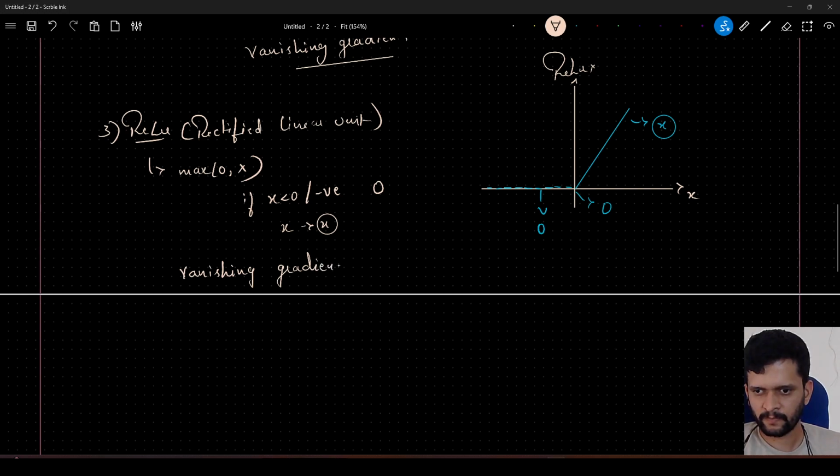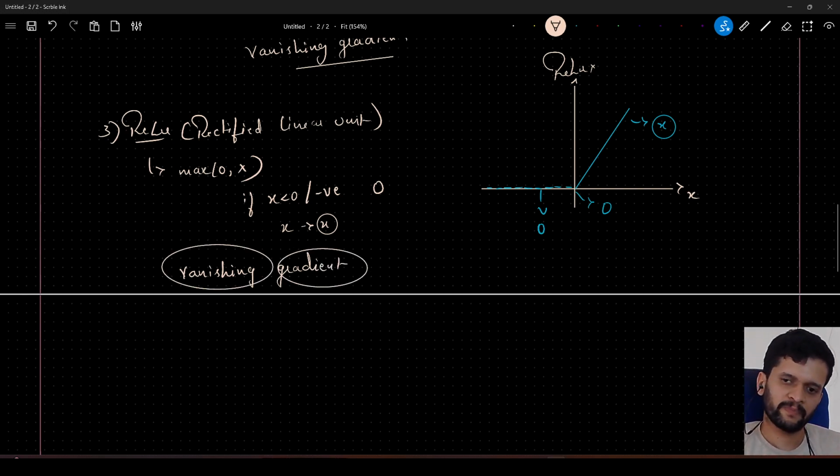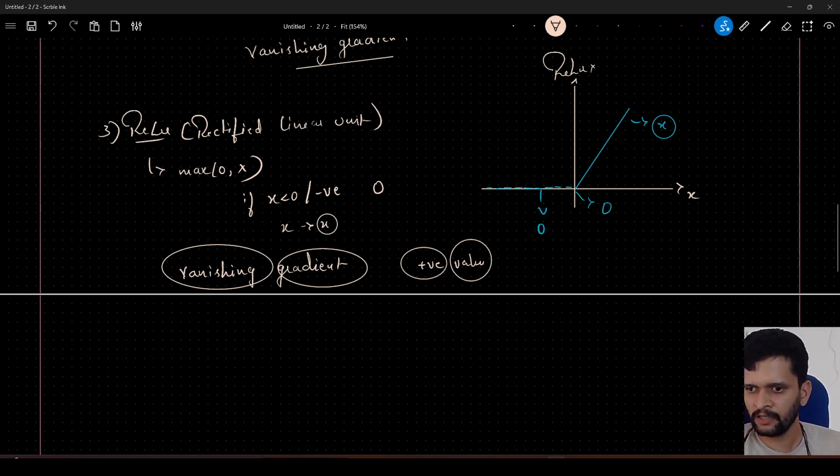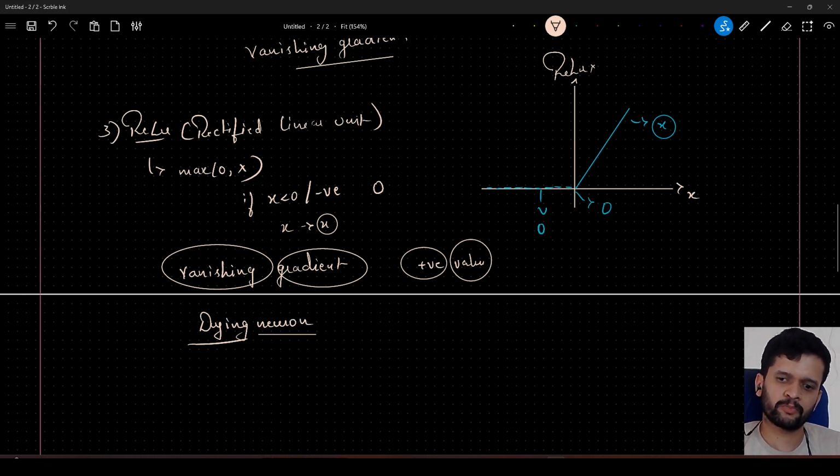Why? Because mostly we will only deal with positive values, right? And all the positive values will have some sort of slope. When I say slopes, those are gradients. So we will always have the gradients; they will not tend to 0. That's one advantage of ReLU over tanh and sigmoid. But this poses a new problem called the dying neuron problem. So what is the dying neuron problem?